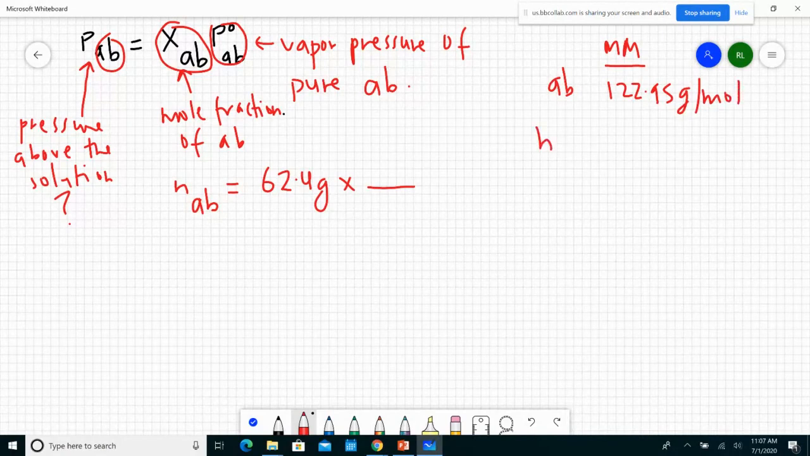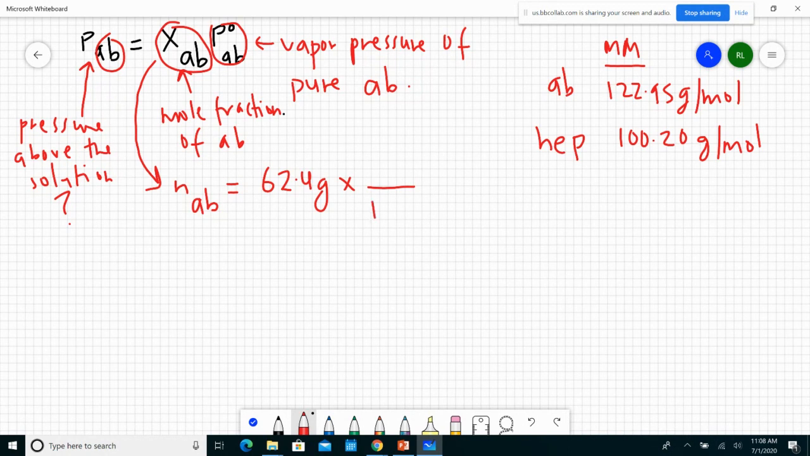And then for heptane, I'm just calling it HEP. Its molar mass is 100.20 grams per mole. All right, so first thing that I'm going to do, similar to how we solved the mole fraction problem, because remember, my first goal is to figure out the mole fraction of AB. For that, I'm showing you how to find the mole fraction of AB. I'm going to convert this, 122.95.